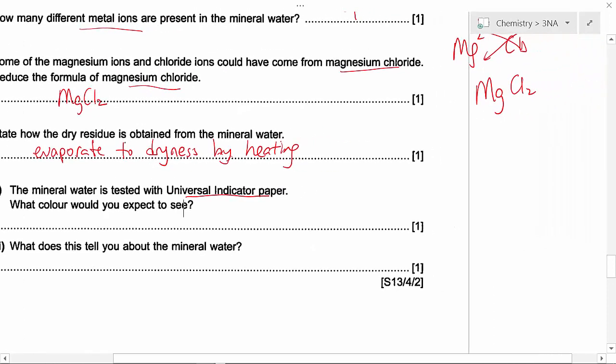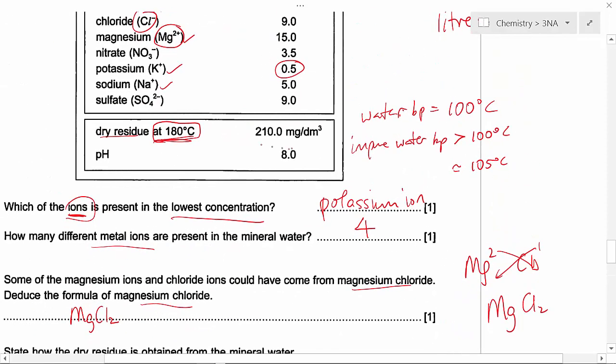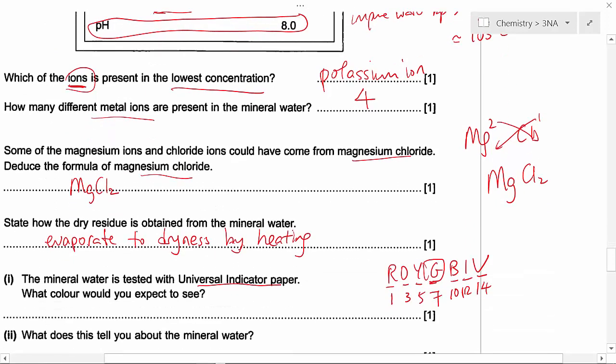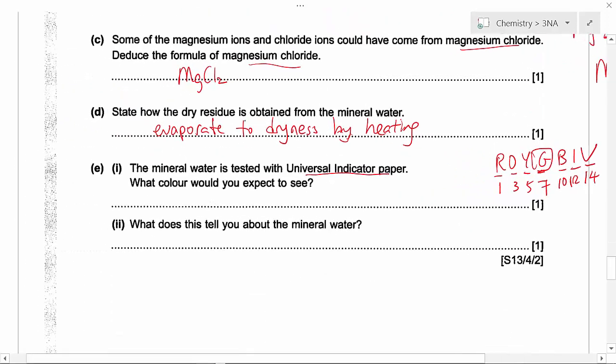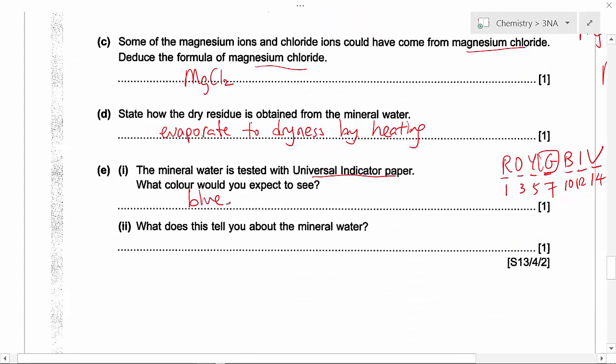Now let's revise the colors of the universal indicator. The colors are ROY, GB, IV. Red, orange, yellow, green. Green is neutral, then blue, indigo, violet. Alright, so pH 1 to pH 14. This is 3, 5 is about, maybe about 9 or 10, and this is about 12. Okay, around there. So down here you can see that the pH given is pH 8. Definitely it's not green, it's more towards blue. So I can say that the color should be blue, bluish green.